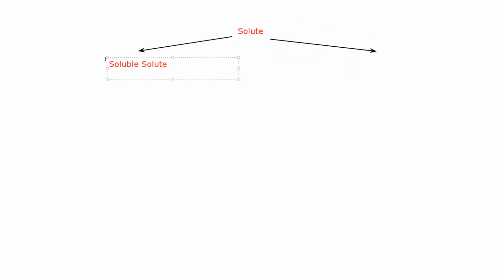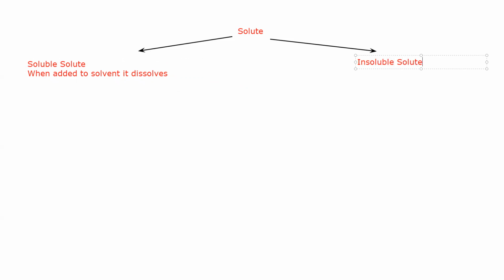so a soluble solute means when added to solvent, it dissolves. That is called a soluble solute. And a solute can be an insoluble solute when added to solvent, it does not dissolve at all.